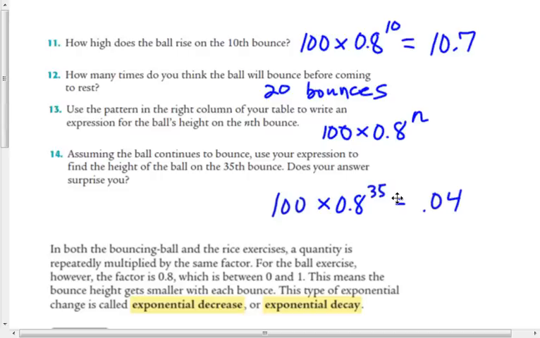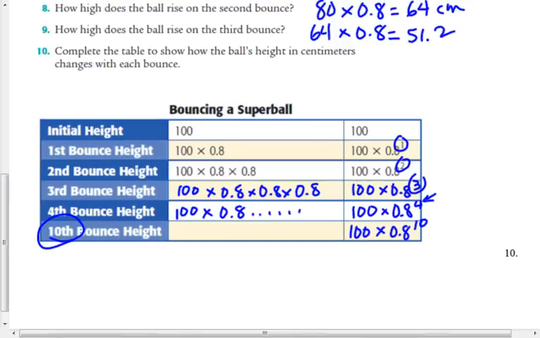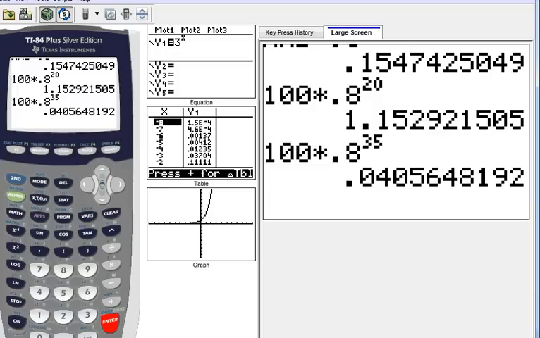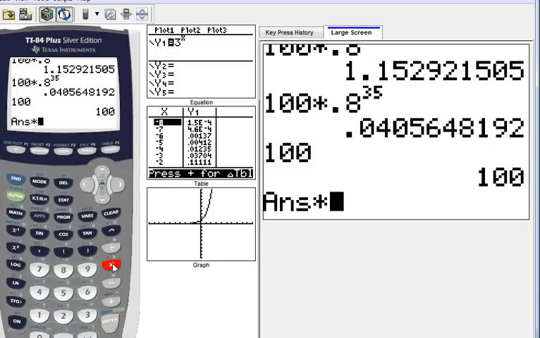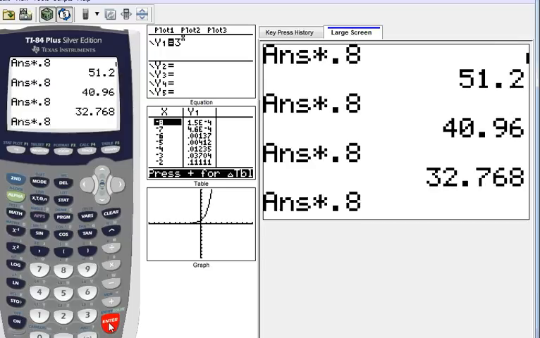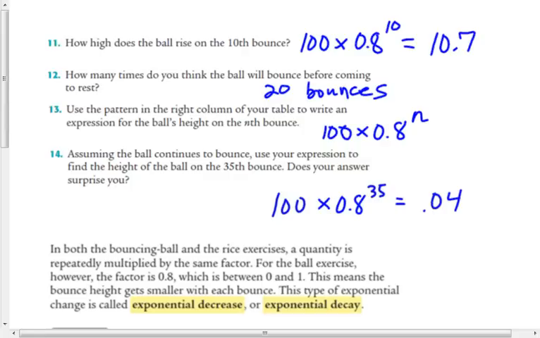Now, one thing you might have noticed in this is that the numbers kept going down. And if you look at this table, or if you think about how high it was after each bounce, the numbers kept decreasing. We can look at this table again. So we took 100, entered, and then we multiplied by 0.8. And every time we hit enter, the numbers get smaller. When that happens, that's called exponential decrease or exponential decay. And that happens when you multiply by a number like 0.8 that's between 0 and 1. As the height gets smaller with each bounce, that's a situation of exponential decay.